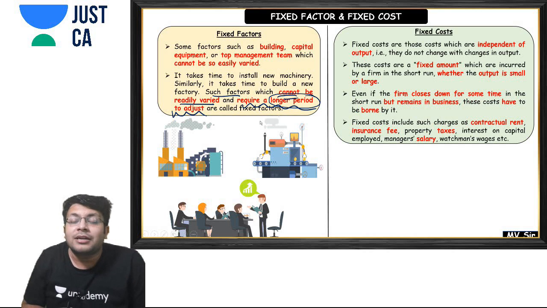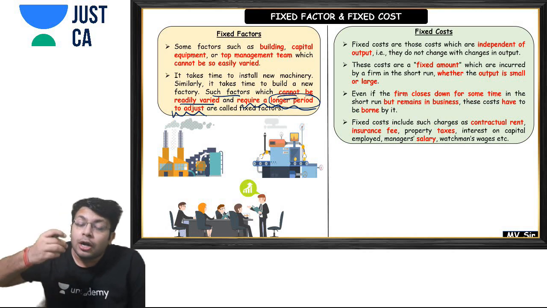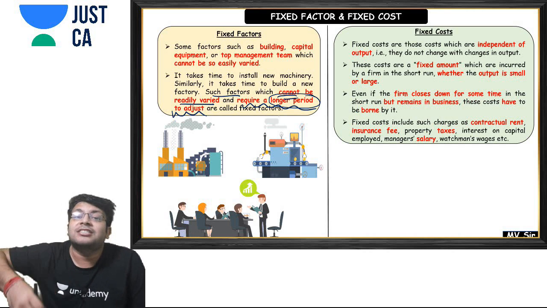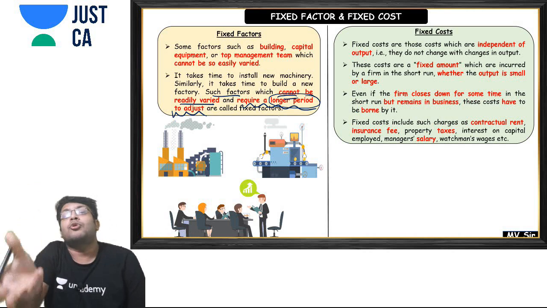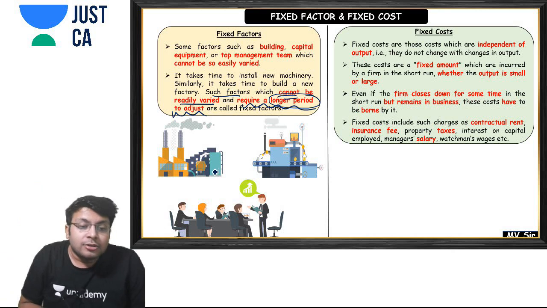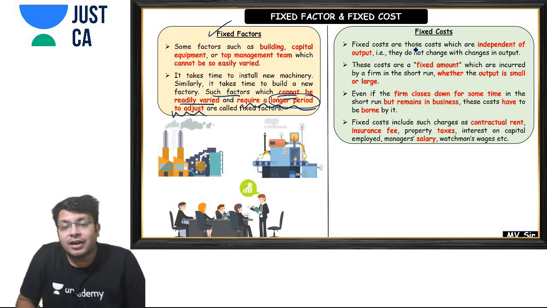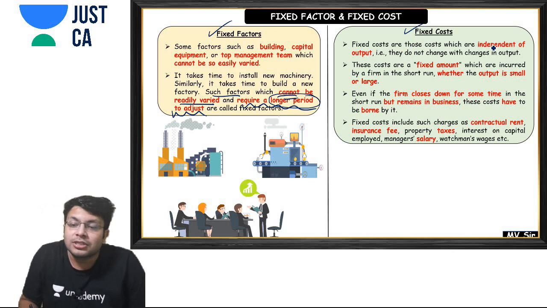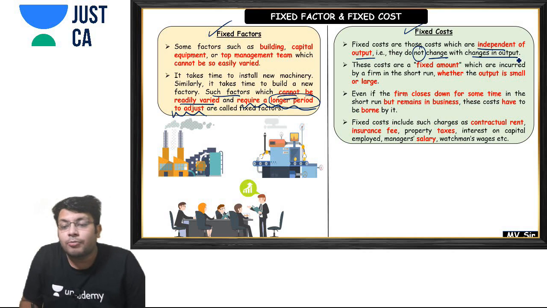What do you mean by a longer period? They require a longer period in order to change their quantity, or in order to change them totally. So those come under fixed factors. And what are fixed costs? Fixed costs are those costs which are independent of output. They do not change with the changes in output.